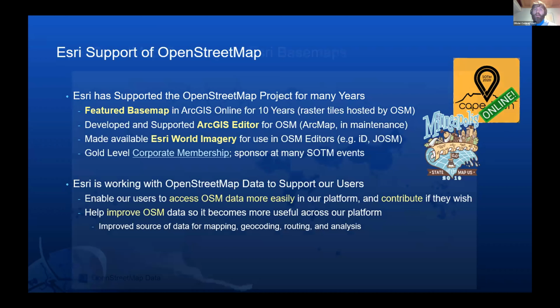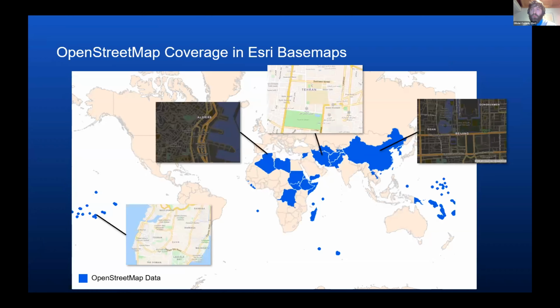So as I just mentioned, for several years, Esri's used OSM data as part of the Esri basemaps that we make available. In ArcGIS, we use OSM data in parts of the world where we don't already have high quality data from commercial or community data providers, such as those highlighted here.